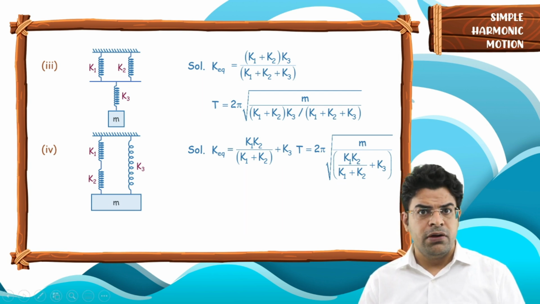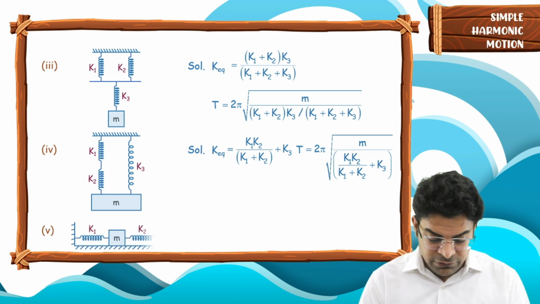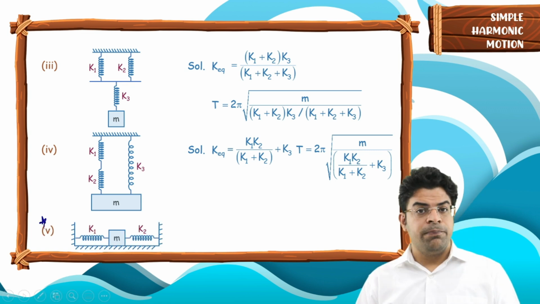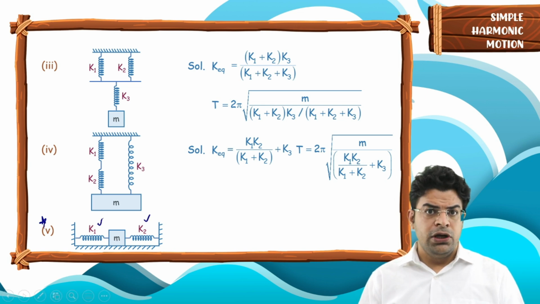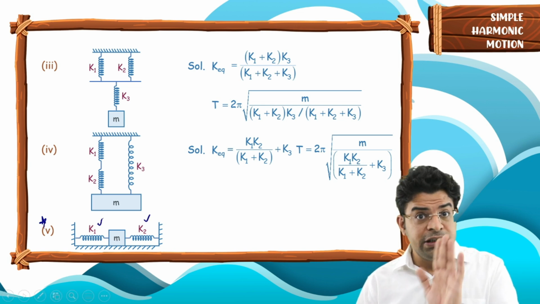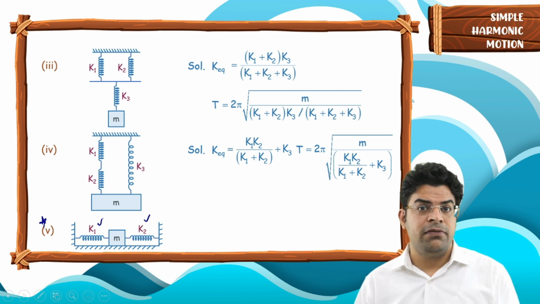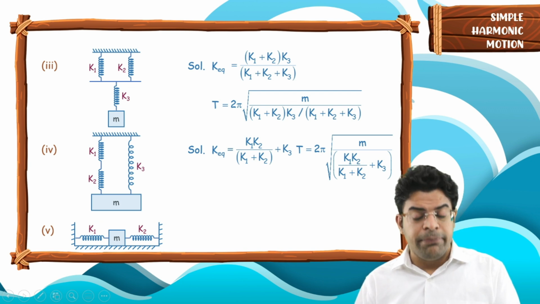So easy. Now this last one, which I say is important. Here tell me these two springs are in series or parallel. You shouldn't say that they are in series. You shouldn't say that they are in parallel. Then sir, how to write the time period in this case?